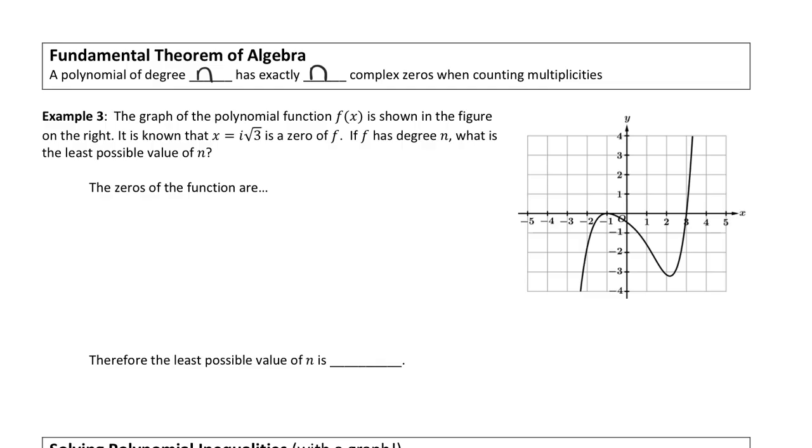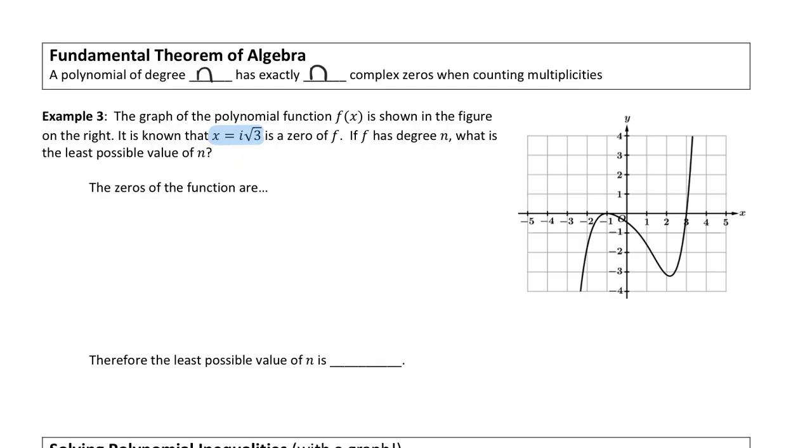It allows us to take a complicated question like number 3 and very easily answer it. Number 3 says the graph of the polynomial function f of x is shown in the figure on the right. It is known that x equal to i root 3 is a zero of the function. Wrong color, Miss Quigley. This is one of the zeros. I gave you that information.